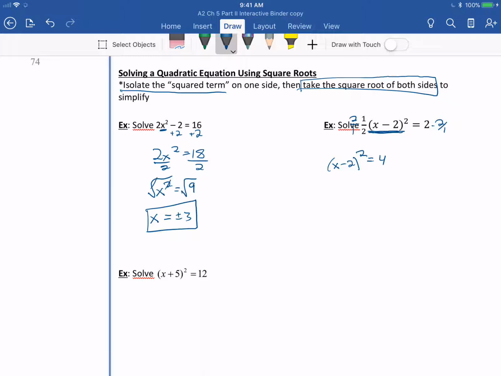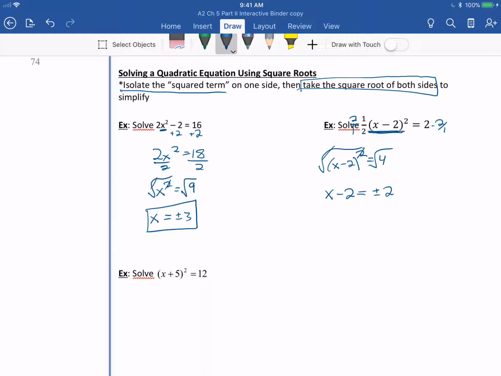Perfect. So now I have to take the square root. I have x minus 2, because this square root cancels out with that square, is equal to plus or minus 2. Now that I took the square root there, that's where the plus or minus comes in.